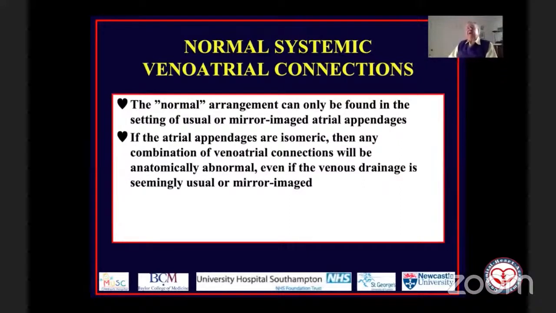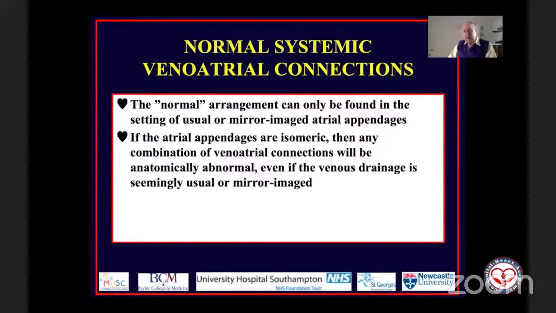But here we come to the hooker. When the atrial appendages are isomeric, then any sort of veno-atrial connection will be abnormally arranged. Because if you have two morphologically right atrial appendages, then obviously you can never have normal pulmonary veno-atrial connections. If you have two morphologically left atrial appendages, you can never have normal systemic veno-atrial connections. But if you have isomeric atrial appendages, the venous drainage can be usual or it can be mirror-imaged.